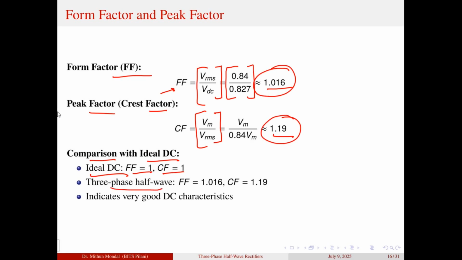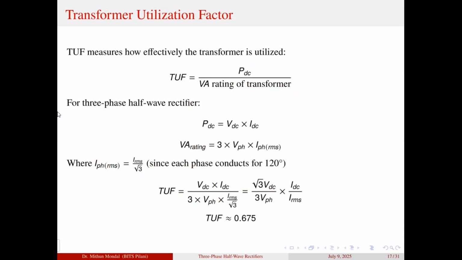Three-phase half-wave rectifier has a form factor of 1.016 and crest factor of 1.19 compared to the ideal condition of 1 for the form factor and the crest factor. So it indicates very good DC characteristics because there is a small deviation as compared to the ideal values.